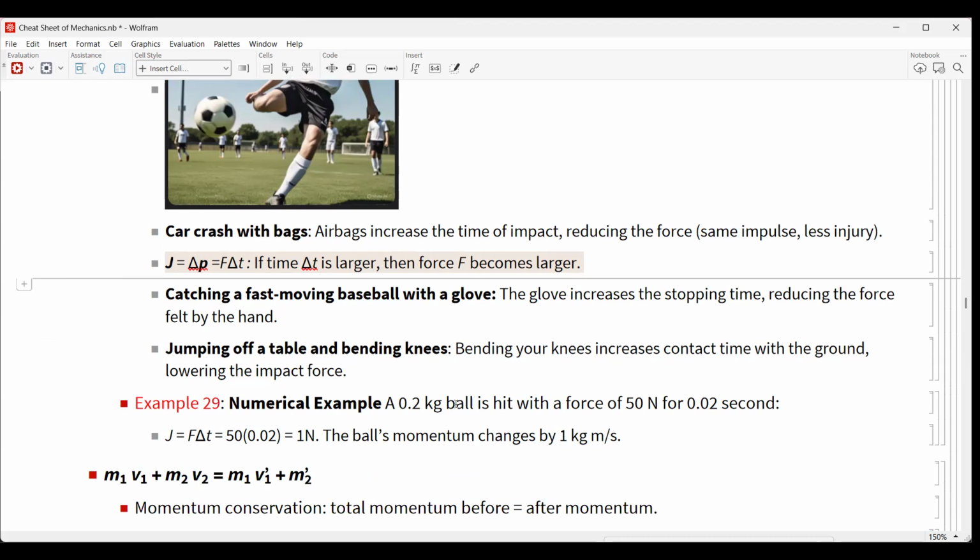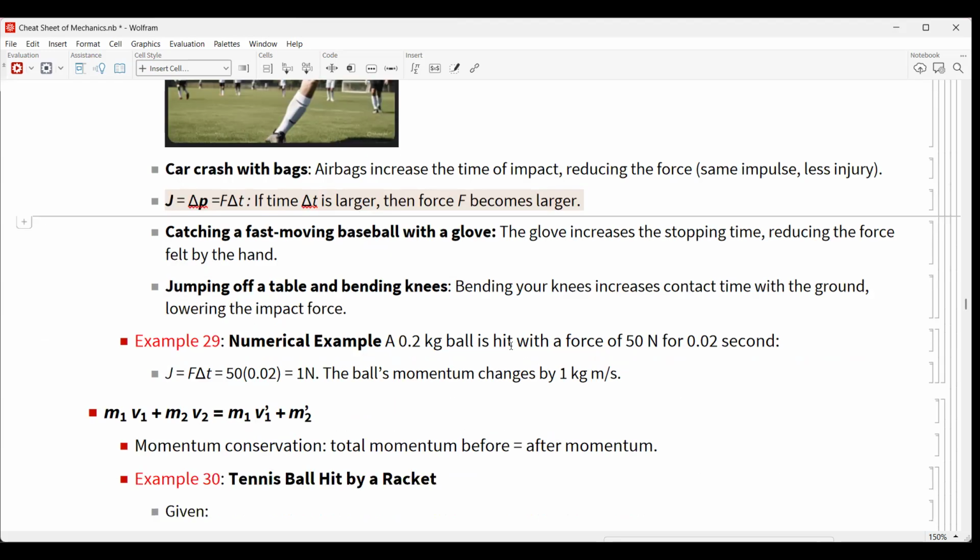Catching a fast-moving baseball with a glove: the glove increases the stopping time, reducing the force felt by the hand. Jumping off a table and bending your knees: bending your knees increases contact time with the ground, lowering the impact force.